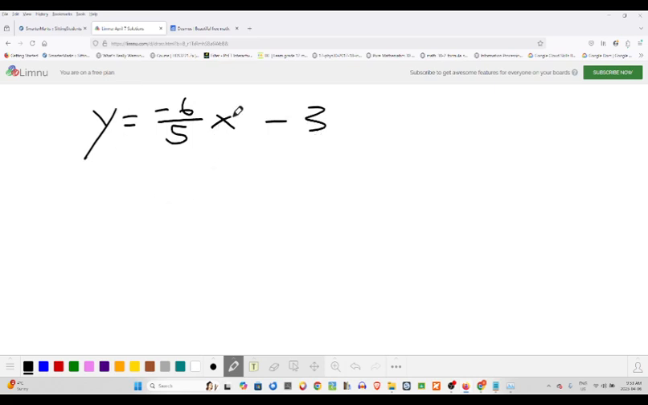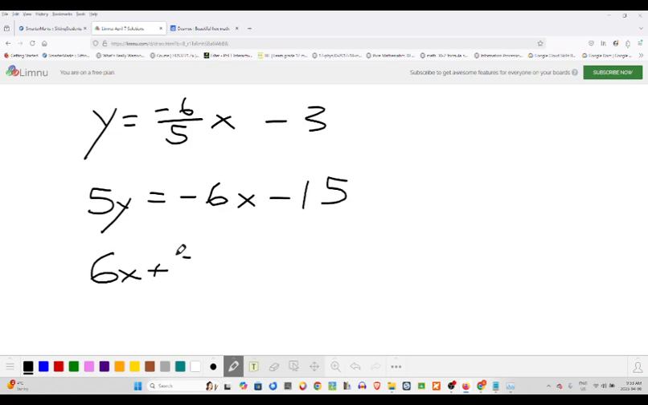Now, general form, no fractions. So we'll start by multiplying everything by 5. That cancels the fraction here. Or rather, it simplifies with it. This becomes a 30 over 5. And that is a 15. We also need a positive coefficient of x. So we can add 6x to both sides. We get 6x plus 5y is negative 15, or 6x plus 5y plus 15 equals 0.